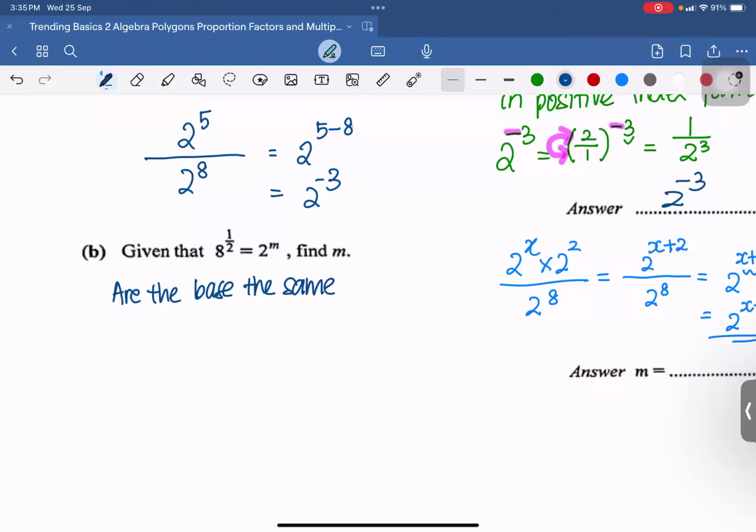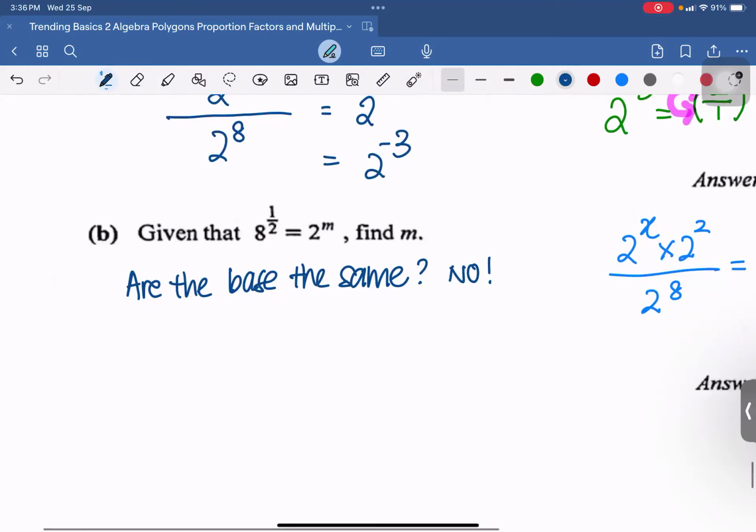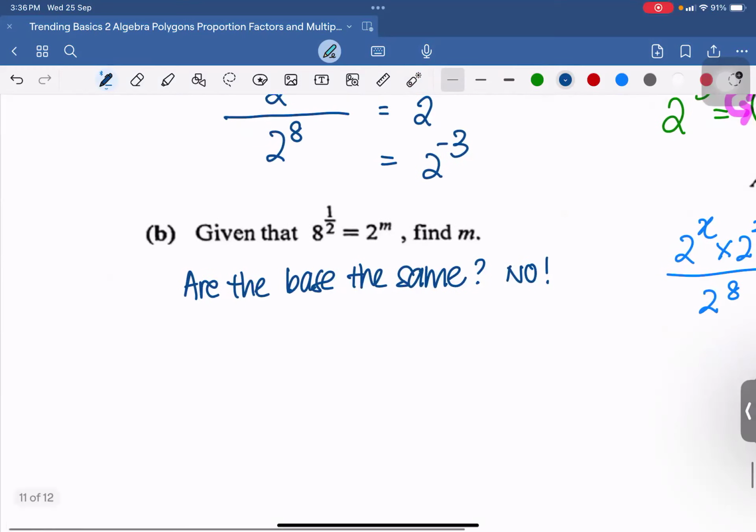What do you mean by the base? What is the base? This one is base 8. This one is base 2. Are the bases the same? No, not the same. So when it's not the same, I would change the base to the smallest prime number. So I take the number 8 and divide by the smallest prime factor, 2, divide by 2, divide by 2.